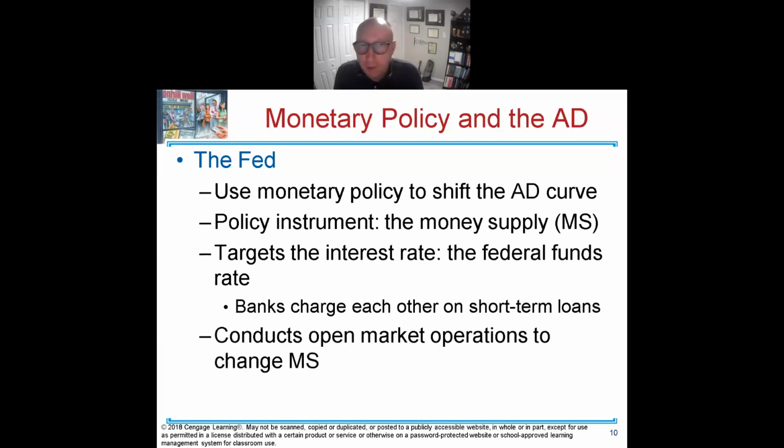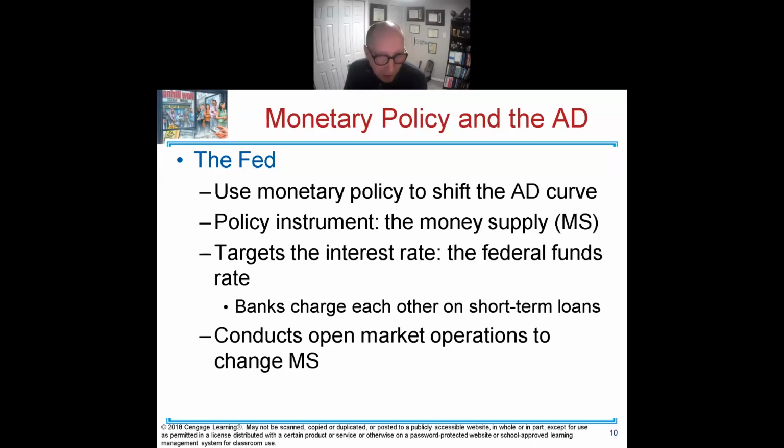The Federal Reserve uses monetary policy in order to influence the amount of money being demanded. The policy instrument: we look at the money supply and the interest rate, which is also known as the federal funds rate, to operationalize the money supply. What I mean by that is that the Federal Reserve influences the money supply based off of the federal funds rate that ultimately operationalizes the money supply.